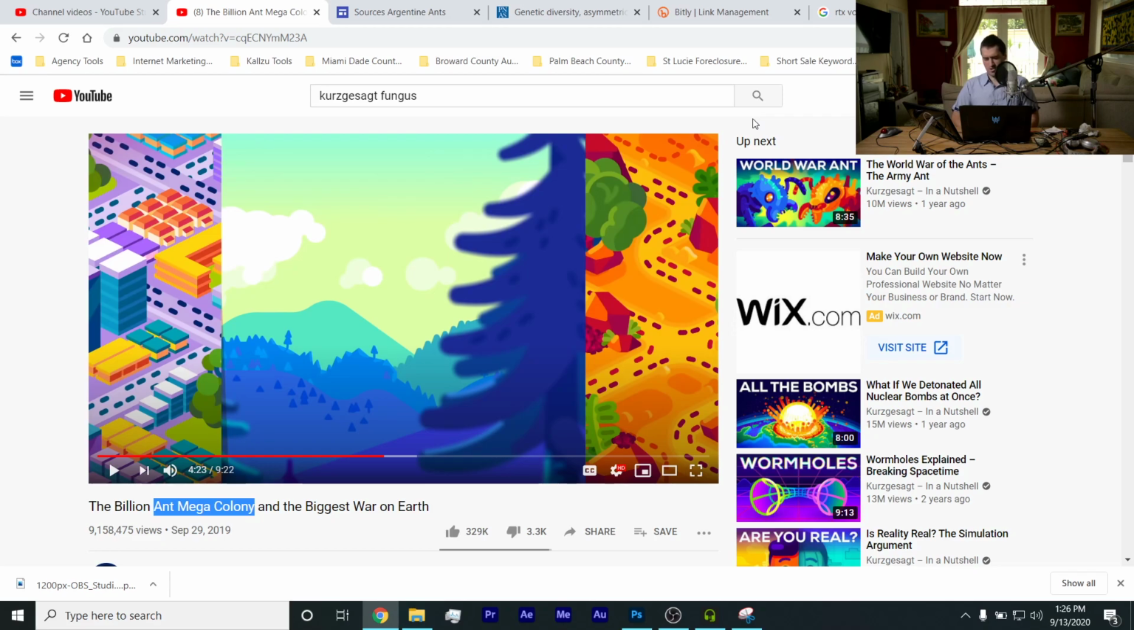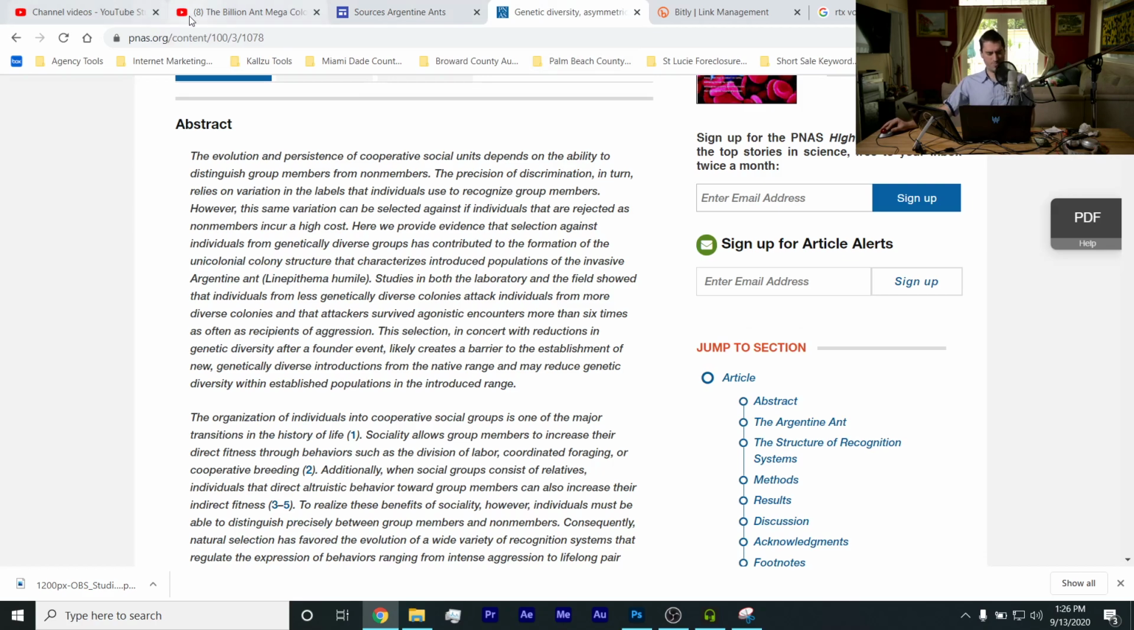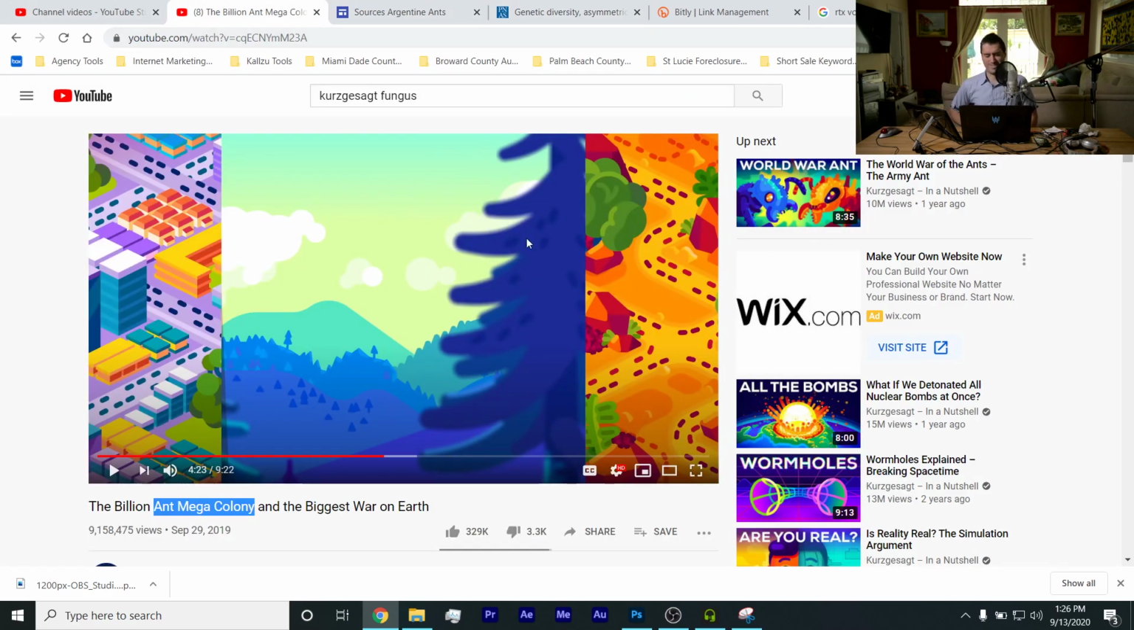So an ant mega colony takes over big parts of the world. And go watch the video and see it for yourself. And that, I guess, is the biggest rabbit hole of them all. Apparently, the amount of ants is more than the amount of people, which would make sense. Ants take up a lot less room, and you could fit a lot more of them.